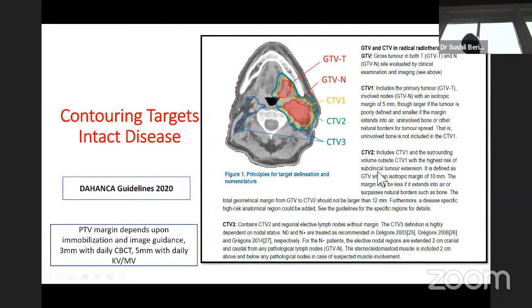So some people treat CTV2 as the entire organ. If you have laryngeal cancer, they'll treat the entire larynx as CTV2. If you have basal tongue, they'll treat the entire basal tongue as CTV2. If you have tonsil, you include the entire tonsil as CTV2. What the Danish group tried to do was to make it consistent, and based on the consensus guideline, they said we don't need to include the entire organ. So the CTV could be a 10 millimeter margin, accounting for the natural barrier.